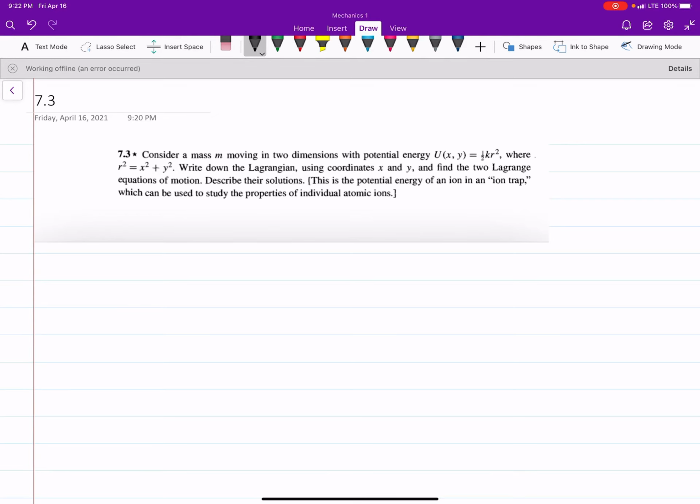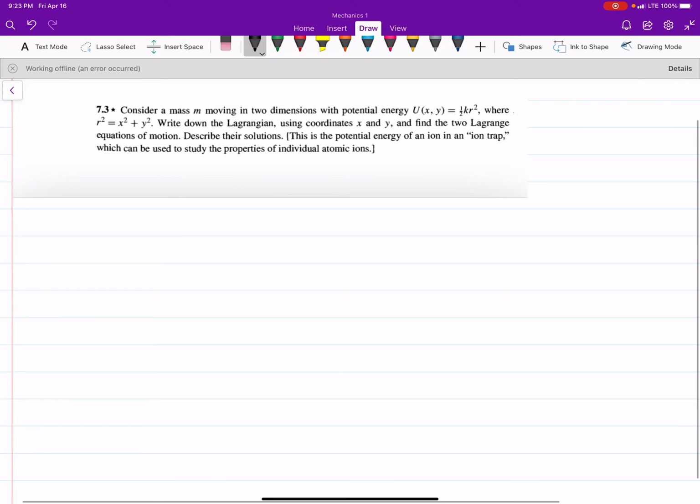All right, so this is another Lagrangian example, problem 7.3 out of Taylor. It says, consider a mass m moving in 2 dimensions with potential energy equal to 1/2 kr squared, where r squared is x squared plus y squared. Write down the Lagrangian using the x and y, and find the 2 Lagrangian equations of motion. Describe their solutions. This is the potential energy of an ion in an ion trap. So that's just fun information.